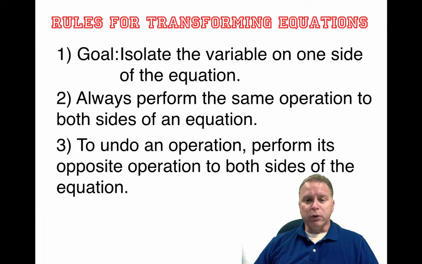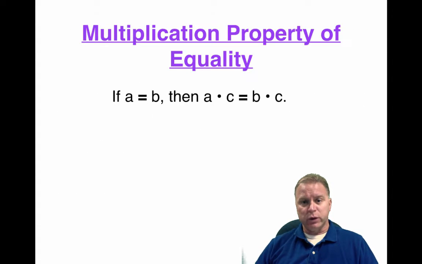To undo an operation, perform its opposite operation to both sides of the equation. So if they're adding, we do the opposite. We subtract. If they're multiplying, we do the opposite. We divide. So the multiplication property of equality is if A equals B, then A times C is equal to B times C.